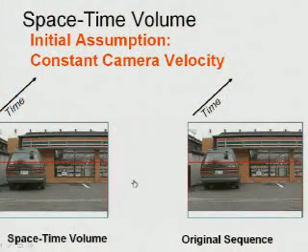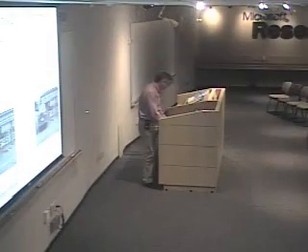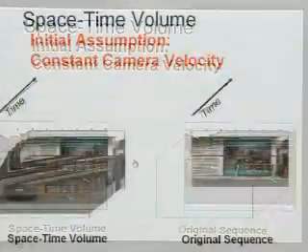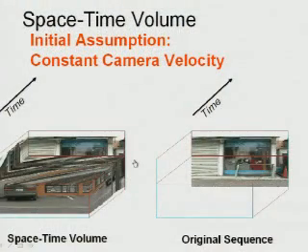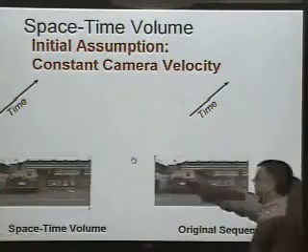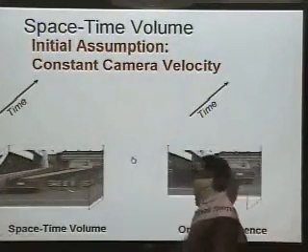So how do we do this motion computation? As with everything, we work on the space-time volume. What we see, if we have a translating camera, and this is the video, we build it into a space-time volume, and we just take a slice in the space-time volume.